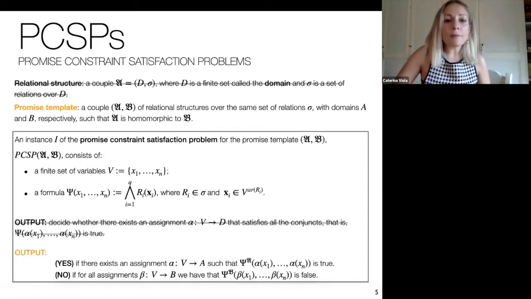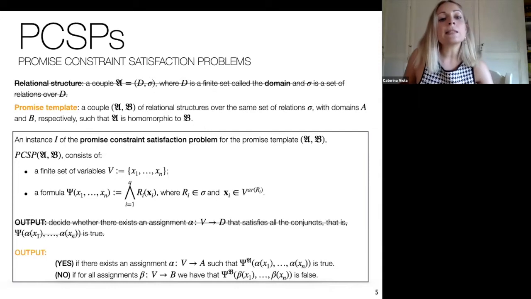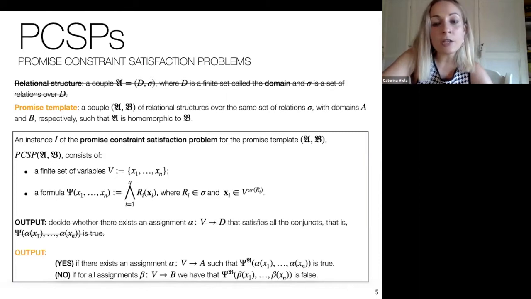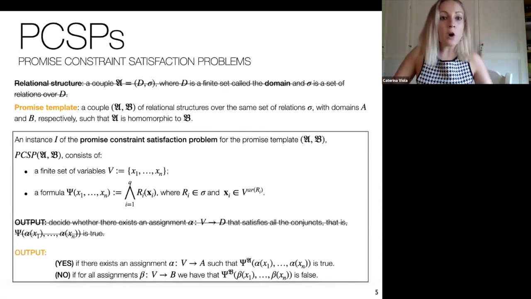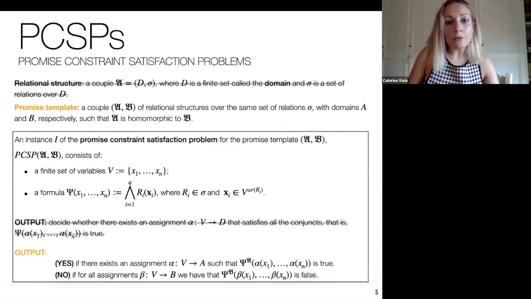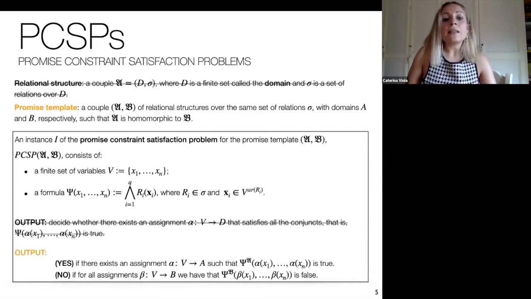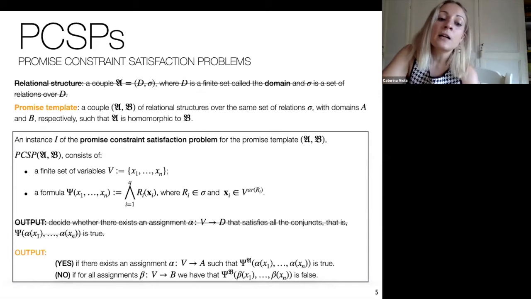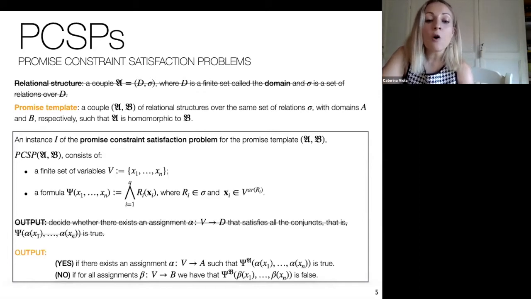An instance I of the promise constraint satisfaction problem for the promise template A, B, or PCSP(A, B), consists of a finite set of variables and a formula psi given again as a conjunction of finitely many relations from Sigma applied to some of the variables from V. And so far, the definition is the same as the definition of the input of a classical constraint satisfaction problem. The difference is in the output of an algorithm solving it. In fact, the output of an algorithm solving PCSP(A, B) is yes if there exists an assignment for the variables from V with values in the domain A such that psi is true in the relational structure A, and the output is no if for all assignments beta for the variables with values in the domain B, we have that psi is false in the relational structure B.